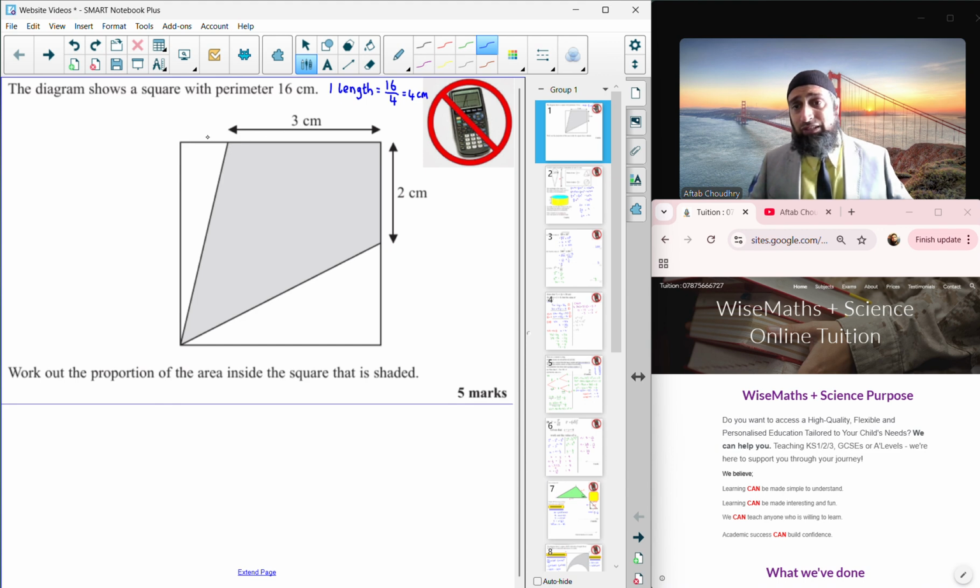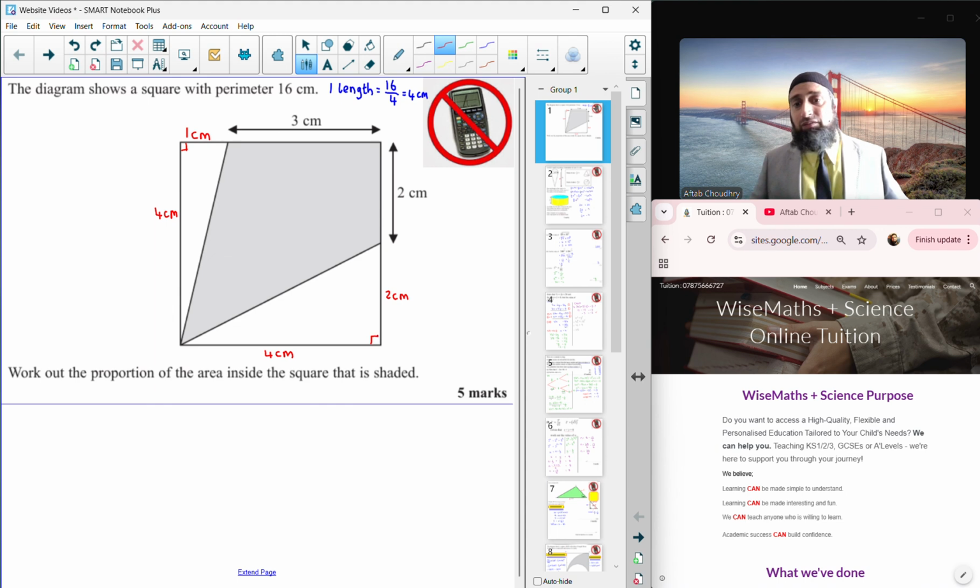4 take away 3 is 1 centimeter. So let's fill this in. So this will be 1 centimeter over here. This will be 4 centimeters along here. This will be 4 centimeters at the bottom. 4 take away 2 is 2. And because this is a square, we should recognise the fact that this is going to be a right angled triangle. This is also going to be a right angled triangle.